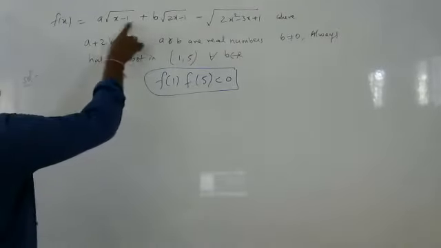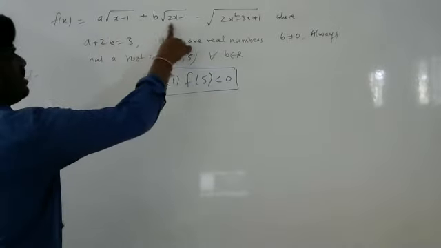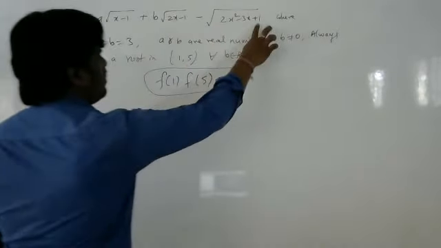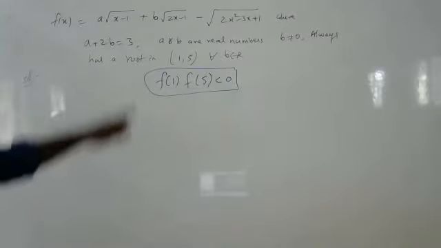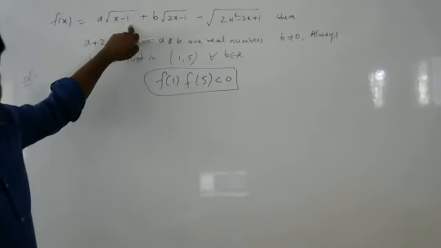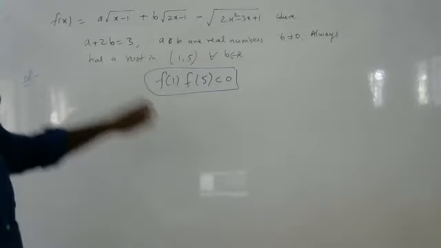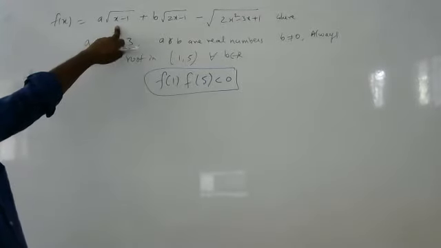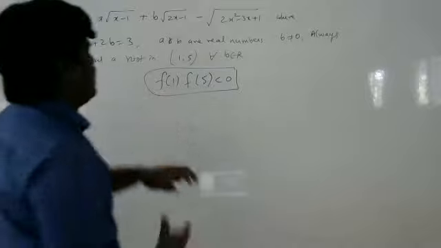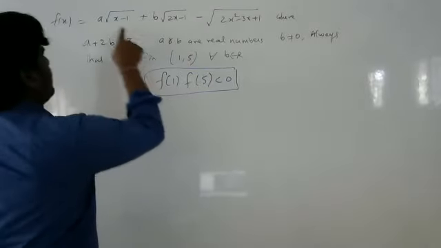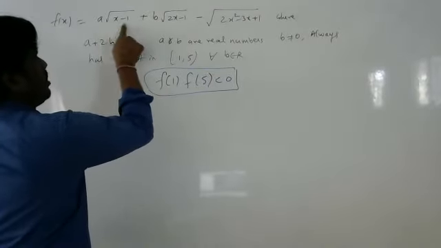Square root function is a continuous function. There is no negative number inside. So square root functions are continuous in the interval 1 comma 5. We have to look only in the interval, the given interval 1 comma 5. If I substitute in 1 comma 5, this is positive.